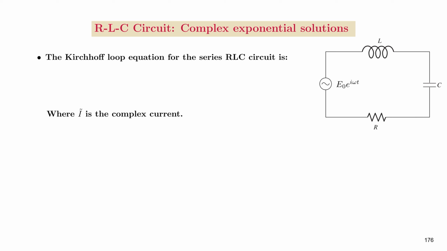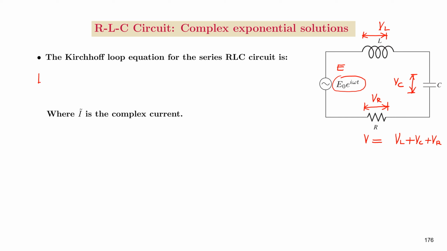With this in mind, let us write the Kirchhoff's loop equation for the series RLC circuit. That is, the total voltage E0 e raised to i omega t will result in a voltage drop across the inductor, which we designate as VL, and this also causes a drop across the capacitance, that is VC, and then a finite drop across the resistor, that is VR. And if we denote this as equal to E, then according to Kirchhoff's voltage law, we have V equal to VL plus VC plus VR.